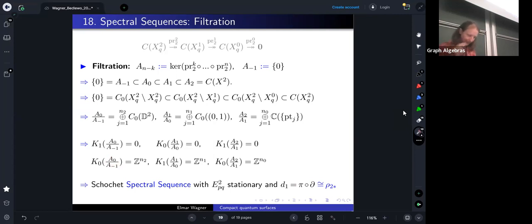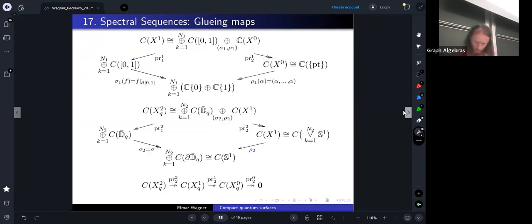So what we really observed is that this D1 in the spectral sequence really comes from the Busby invariant. The Busby invariant, I don't know if you go back, we can look at here. So I say that this is the Busby invariant. So this tells us how we glue.